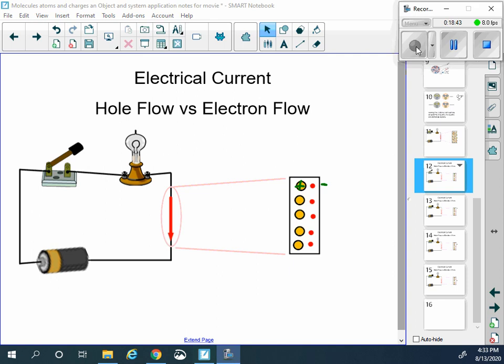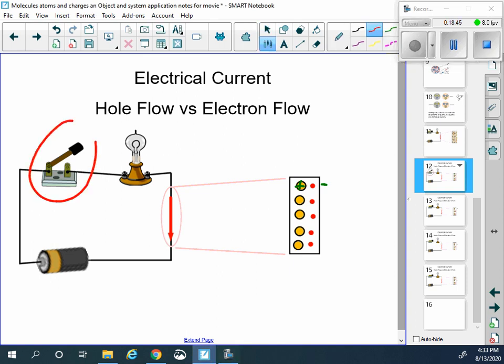So you can see my switch is in the off position. Electricity cannot flow through this, so I have absolutely no electricity at this time. And so I have this wire where I have both positive and negative charges equally balanced, and everything is neutral, and I have no electricity flowing through. And that makes perfect sense.